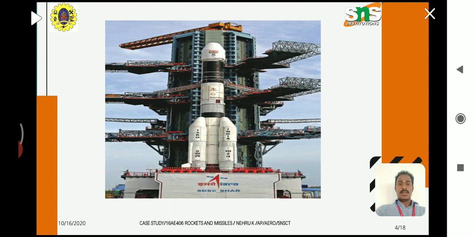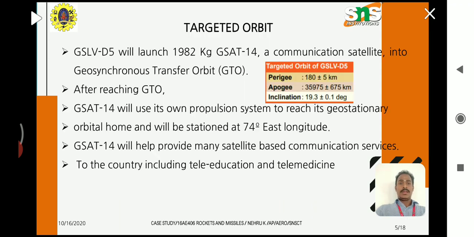So this is the launch pad and the launch vehicle of ISRO, GSLV Mark 3, right? So what is the targeted orbit we are focusing on? GSLV D5 will launch the 1982 kilogram GSAT 14, a communication satellite, into a geosynchronous transfer orbit. After reaching GTO, GSAT will use its own propulsion system to reach the geostationary orbit, and will be stationed at 75 degrees east longitude.